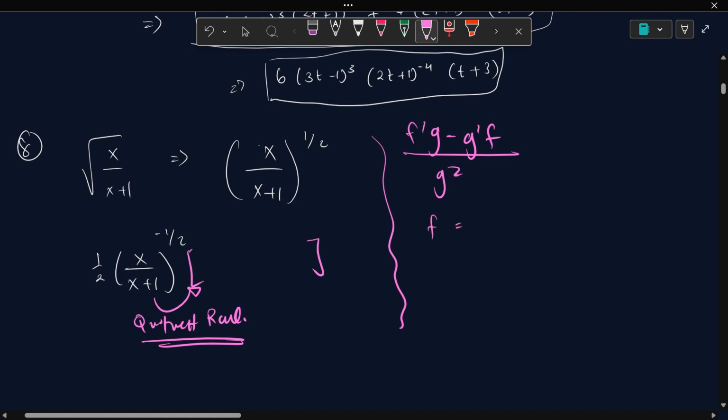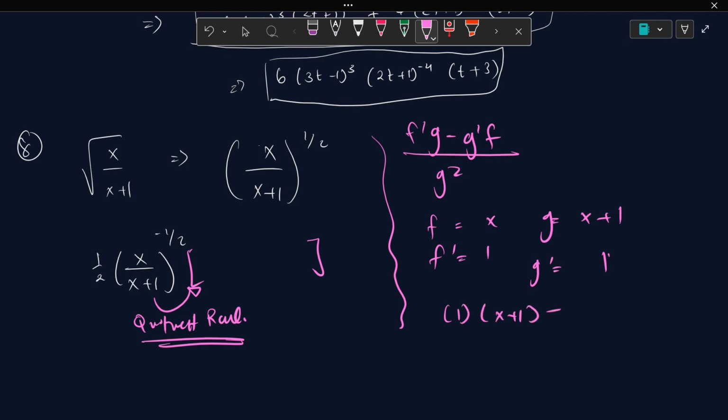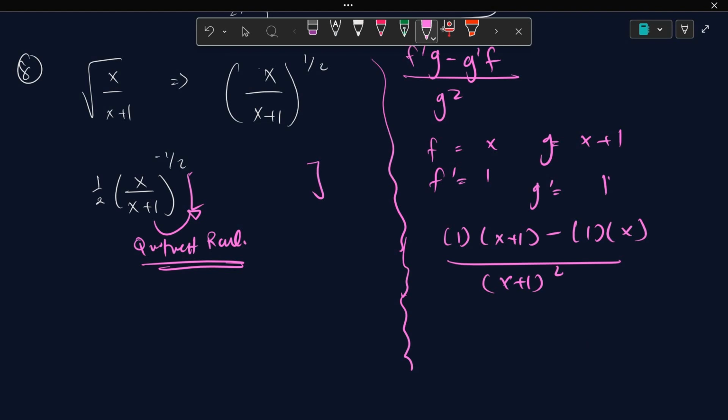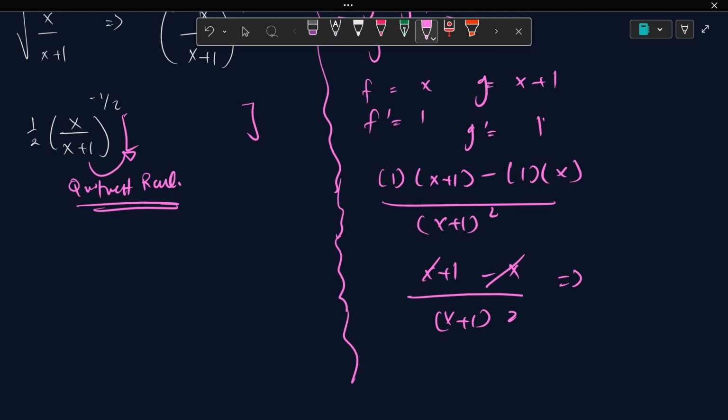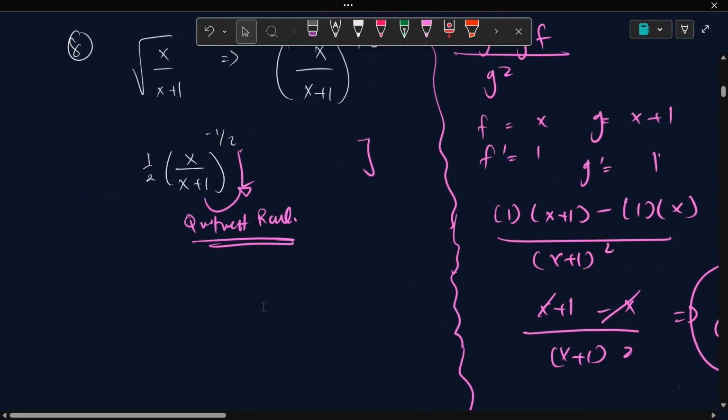Okay, so f we have as x, g we have as x plus 1, f prime is 1, g prime is 1 as well. Now we're just going to have to multiply, so f prime times g, negative g prime times f, over g squared. Now if you go ahead and multiply this, it's going to give you x plus 1, and you have negative x, and then you have x plus 1 squared, and x and negative x are going to cancel each other out, so you're basically left with 1 over x plus 1 squared. Okay, so you have this expression right over here for the quotient rule.